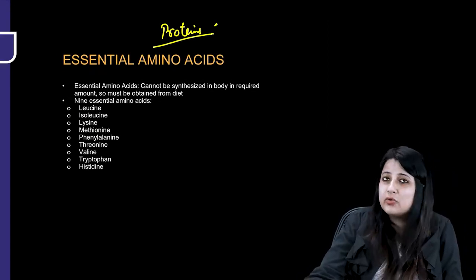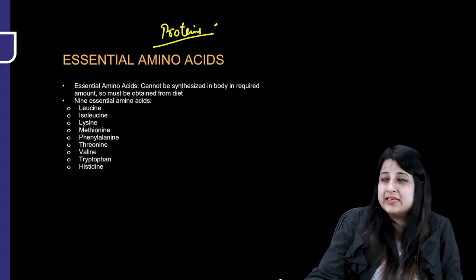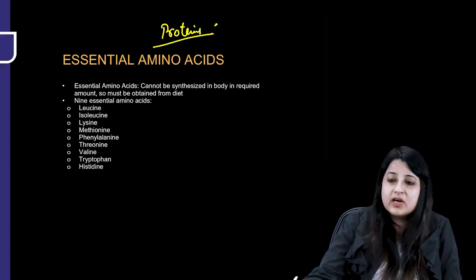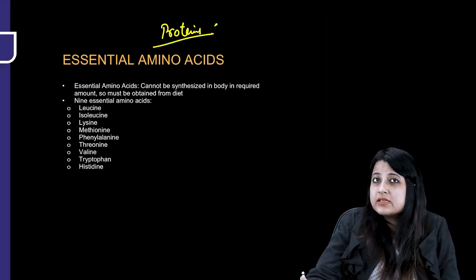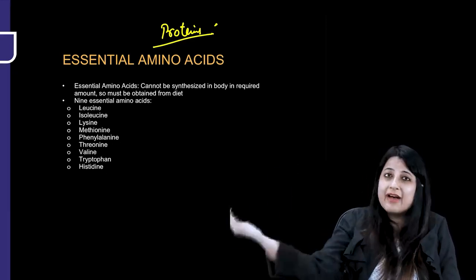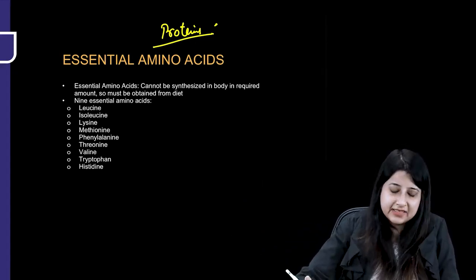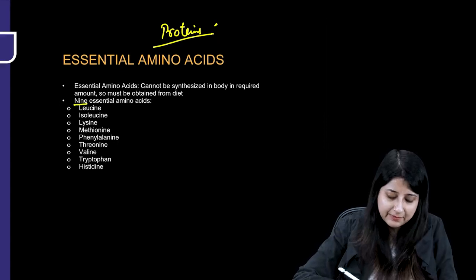So proteins, you all know, are made up of amino acids. And in amino acids, the important one is to name the essential amino acids. Now, what are essential amino acids? Those amino acids which cannot be synthesized in the body. They have to be provided in our diet from outside. Like they have to be obtained in the diet. And there are 9 essential amino acids.